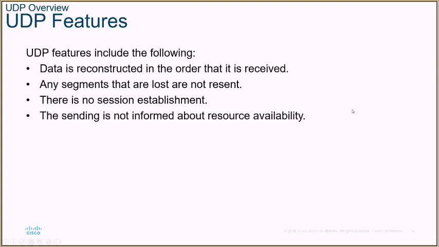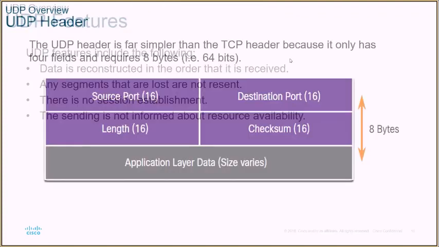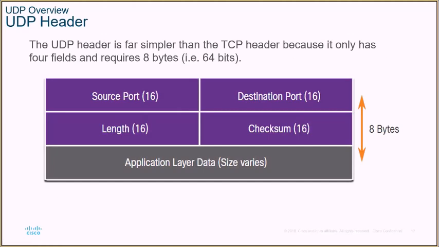So UDP features include the following. Data is reconstructed in the order that it's received. It doesn't use segment numbering. Any segments that are lost are not resent. There is no session establishment. The sender is not informed about resource availability. Okay. So, as you can see, the header in UDP is a lot smaller. We have a source port, we have a destination port, we have the header length and a checksum, and that is it. Not a lot.